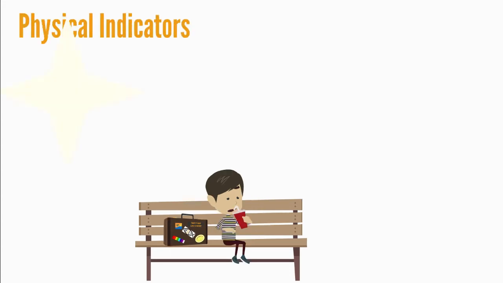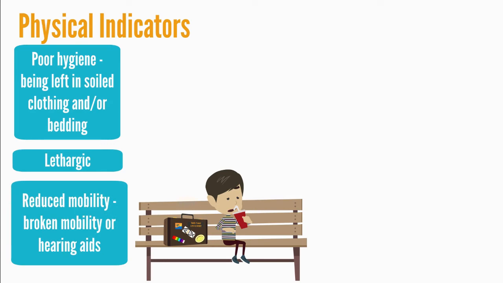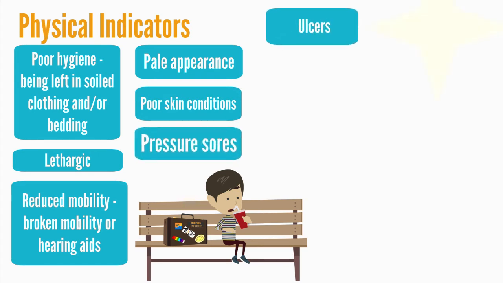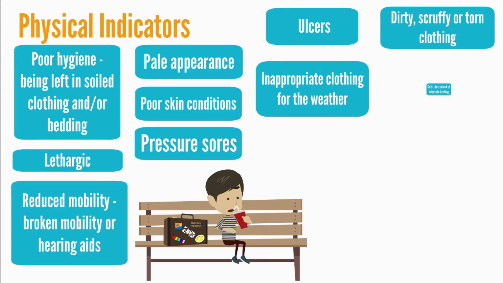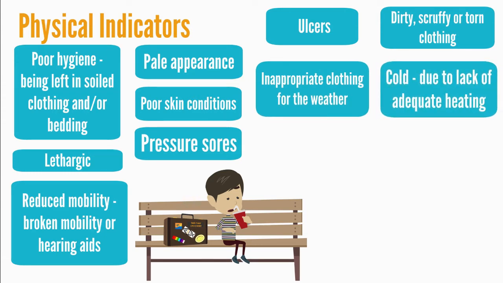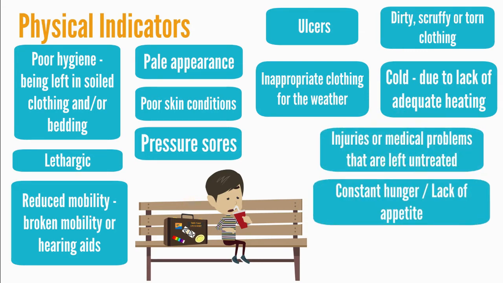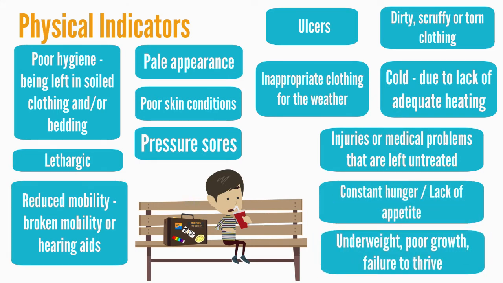Physical indicators can be poor hygiene, being left in soiled clothing and/or bedding, lethargic, reduced mobility, broken mobility or hearing aids, pale appearance, poor skin condition, pressure sores, ulcers, dirty, scruffy or torn clothing, inappropriate clothing for the weather, cold, due to lack of adequate heating, injuries, medical problems that are left untreated, constant hunger, lack of appetite, underweight, poor growth, failure to thrive.